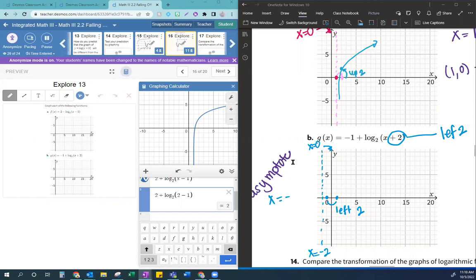Notice this is how you spell asymptote, asymptote. That's why I say it like that. So now let's deal with this -1. What do I do with this -1 business? What is he telling me to do? What directions is he giving me? Down 1, exactly. The whole function moves down 1, exactly.